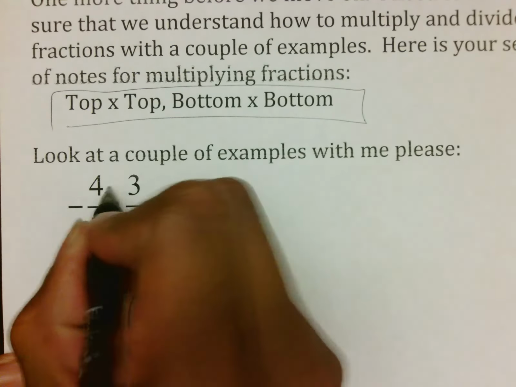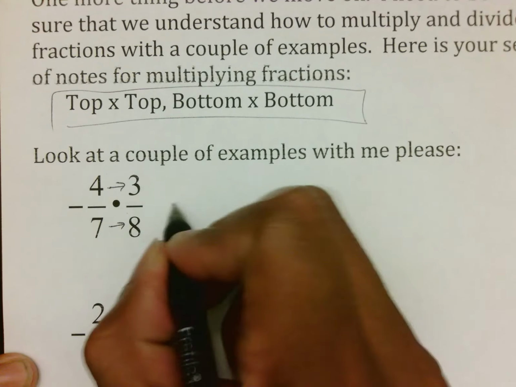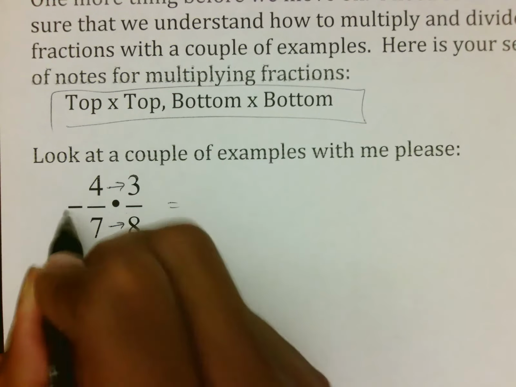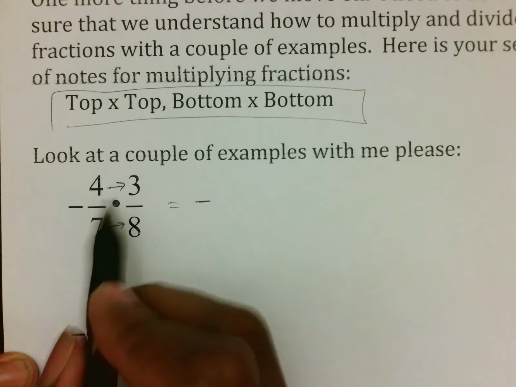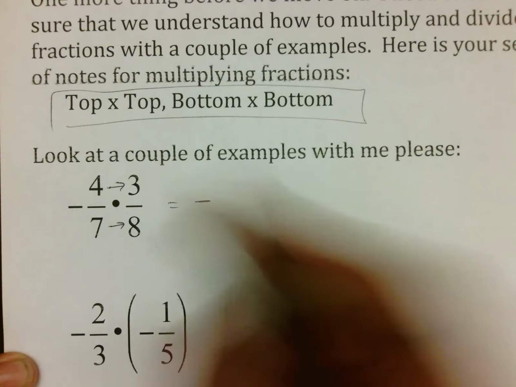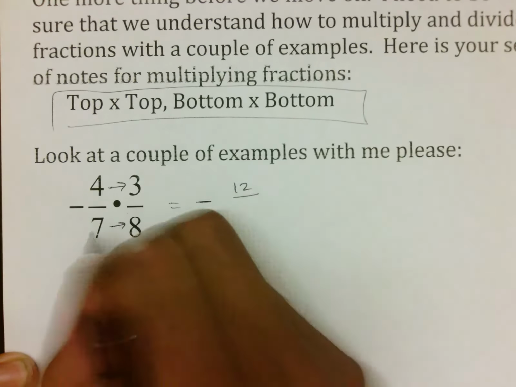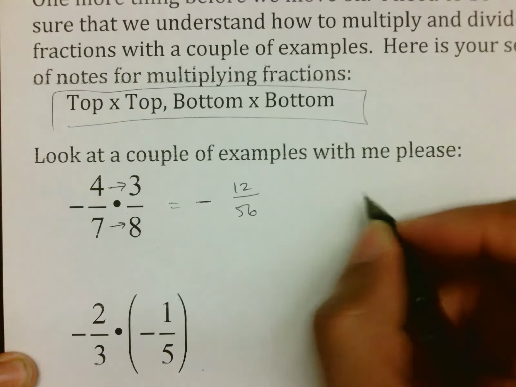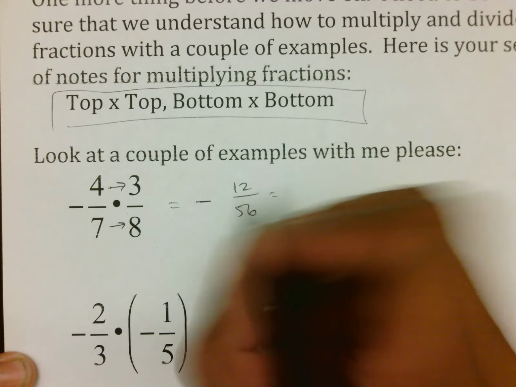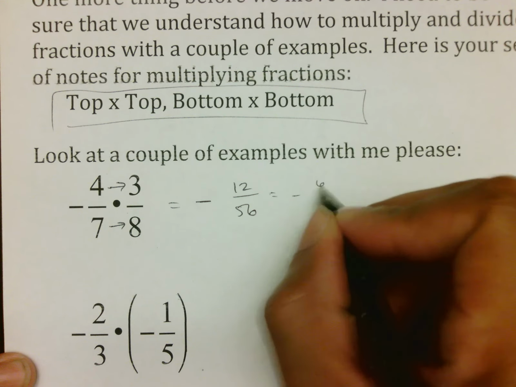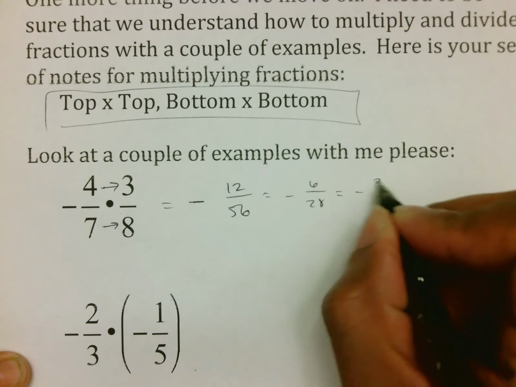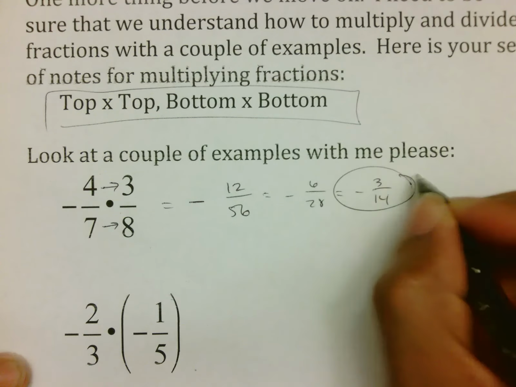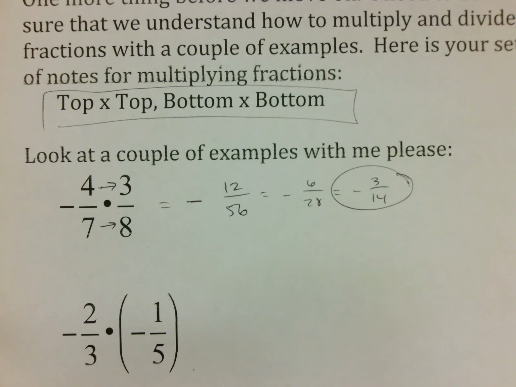If you were asked to multiply this, first off you would multiply top to top, bottom to bottom. There is only one negative in this problem, which means that our answer is negative. Remember, we just learned that. One negative means it's negative. 4 times 3 gives me a 12 up top. 7 times 8 gives me a 56 on the bottom. Both of these are divisible by 2. That makes it negative 6 over 28. Both of those are divisible by 2, which makes it a negative 3 over 14 as my answer, that is reduced all the way through.